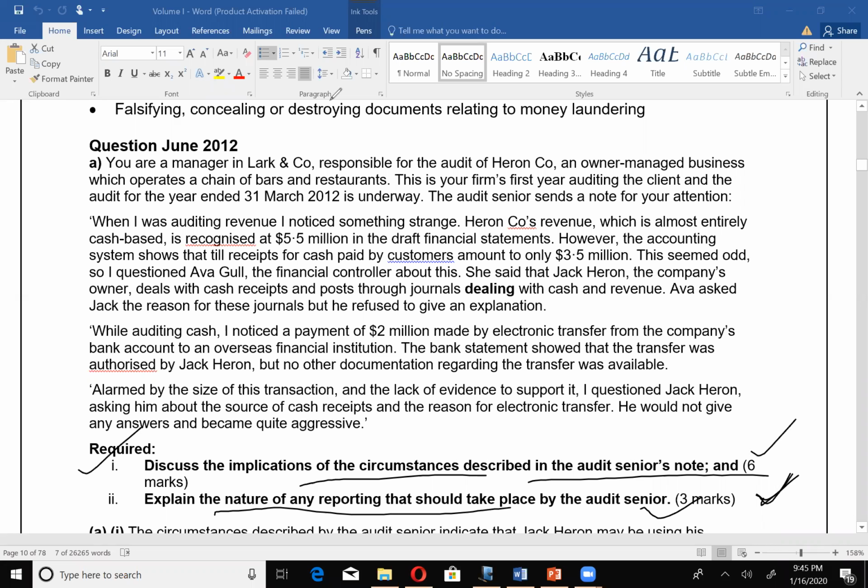This is scenario based. I suggest you take 5 minutes, go through this scenario, and try to figure out what the implications of the scenario are. What is happening? What will happen? What will the auditor do? First of all, what are the circumstances? What is happening around? And what should the auditor avoid? So these are all implications. So please take 4 or 5 minutes, then I will solve it. Be quick.